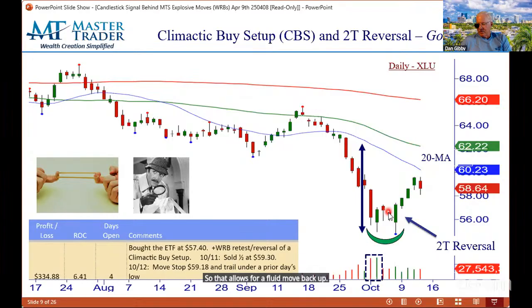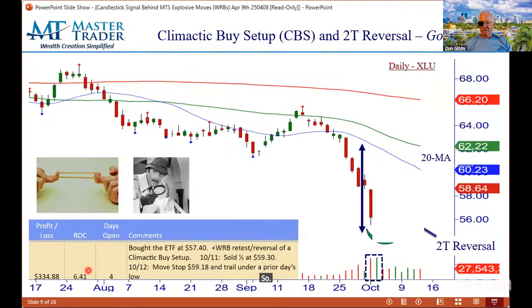So it's just a counter-trend trade, but this wide range reversal bar after a new low was our little gotcha. We're swing traders. This is a 4-day swing trade, made $300 and we're off to the next trade.